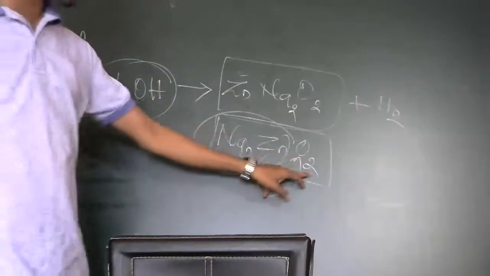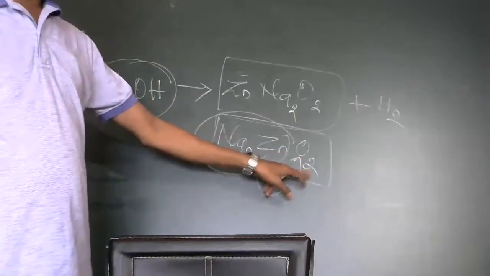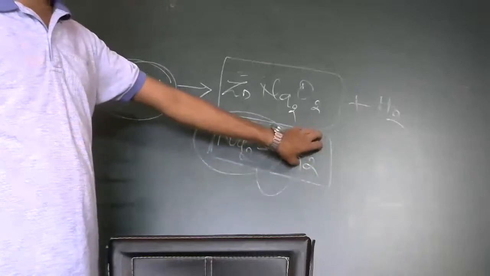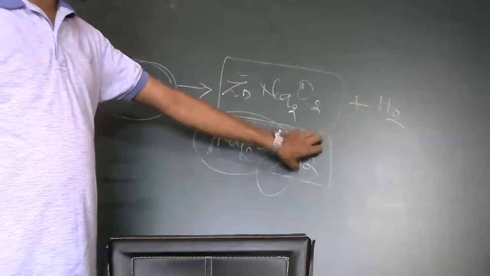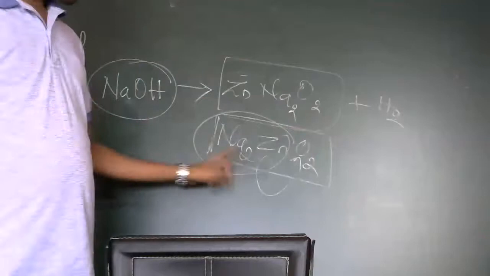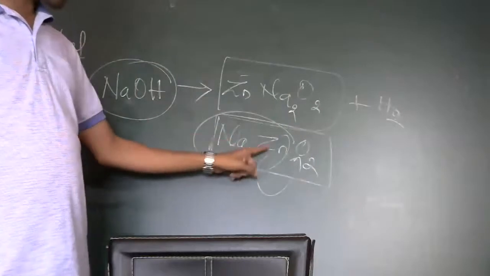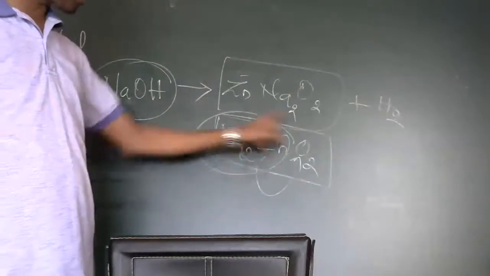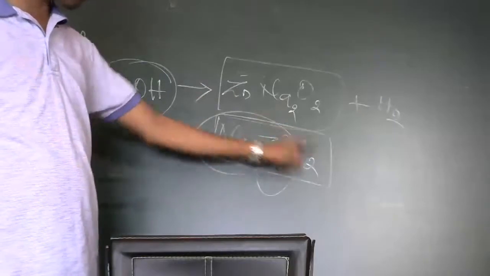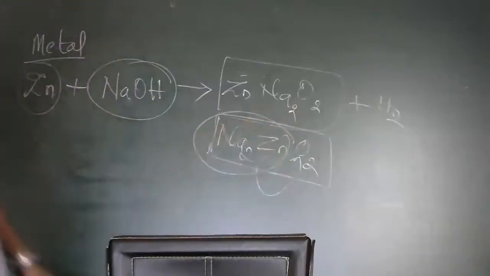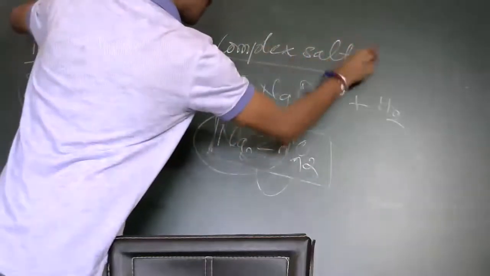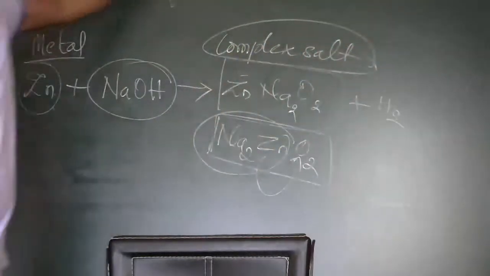There are 2 atoms of oxygen, which need 4 electrons to become stable. Sodium donates 2 electrons, and Zn also provides 2 electrons, so finally it becomes 4. It is a complex salt. Now, how to write this reaction, you may ask.